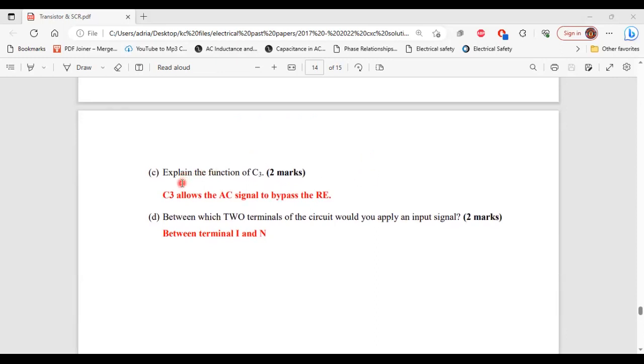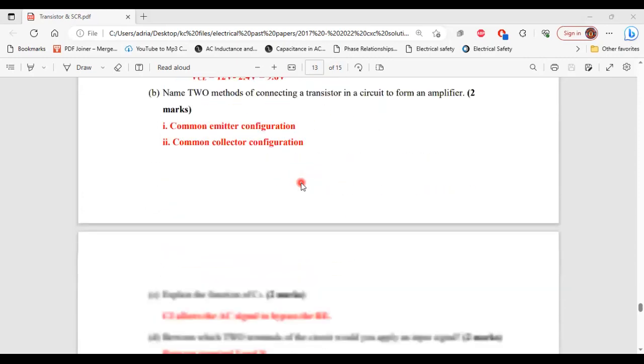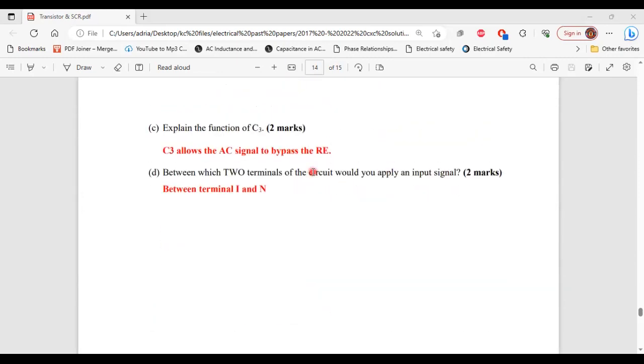For part C, it says, explain the function of C3. So this is C3 here. And C3 allows the AC signal to bypass RE. All right, so that's it for part C.